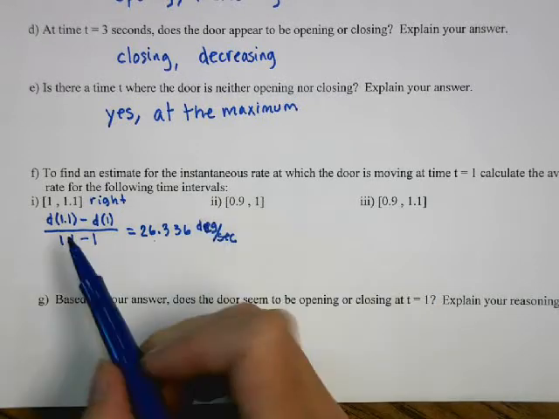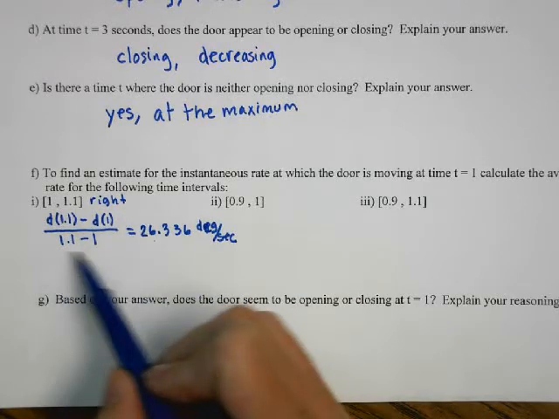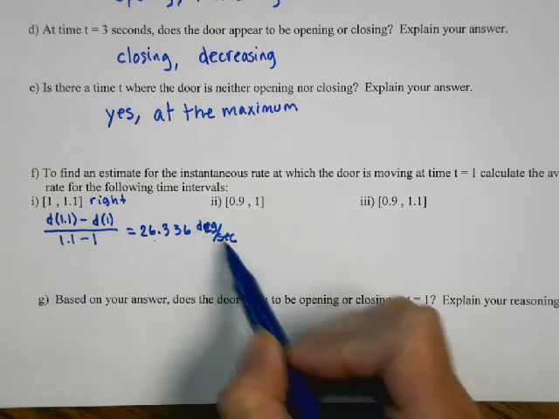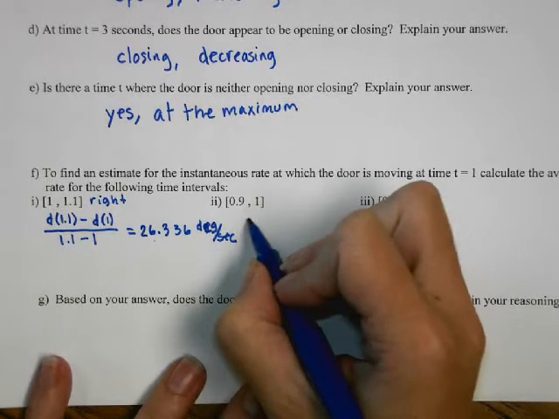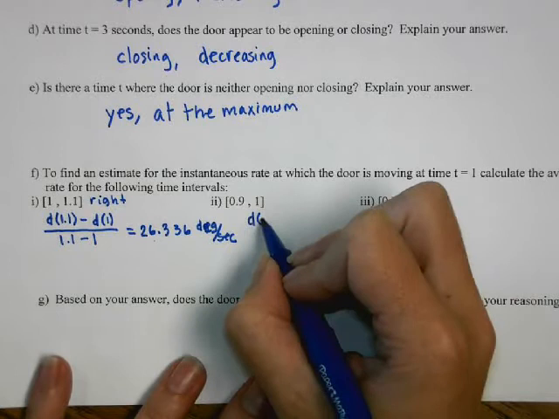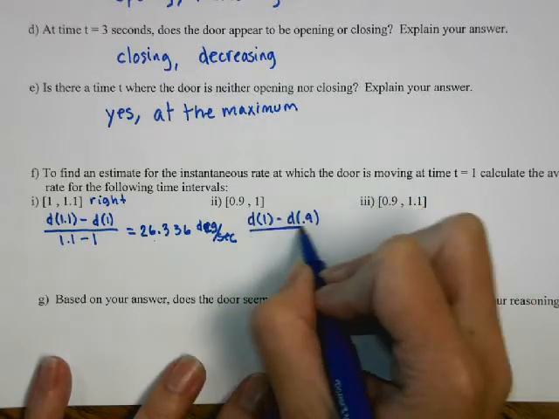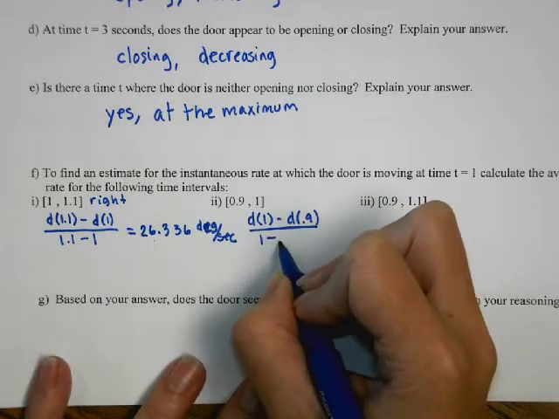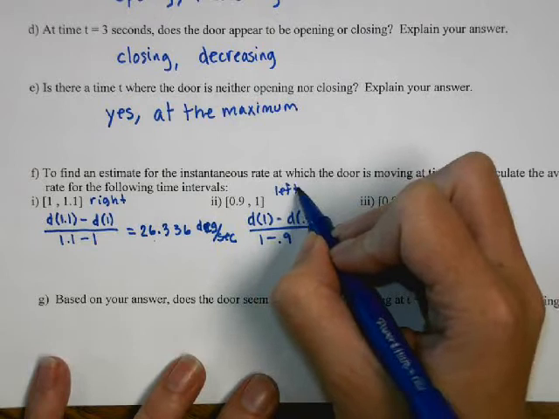Okay, the units on the top, because this is the function, is degrees. The units on the bottom are the seconds. So that's degrees per second. We're going to repeat that for these two. So for this one, I'm going to do d of 1 minus d of 0.9 over 1 minus 0.9. This is a left-hand one.